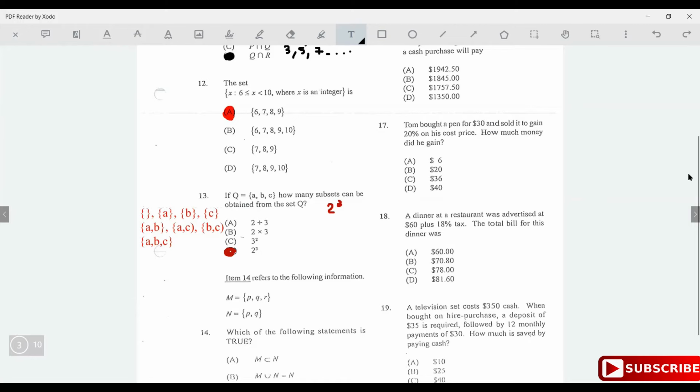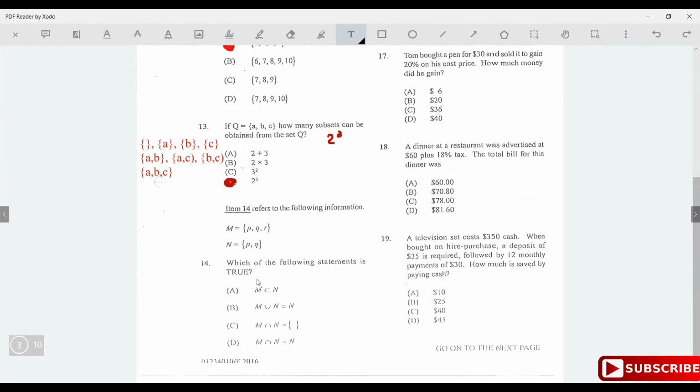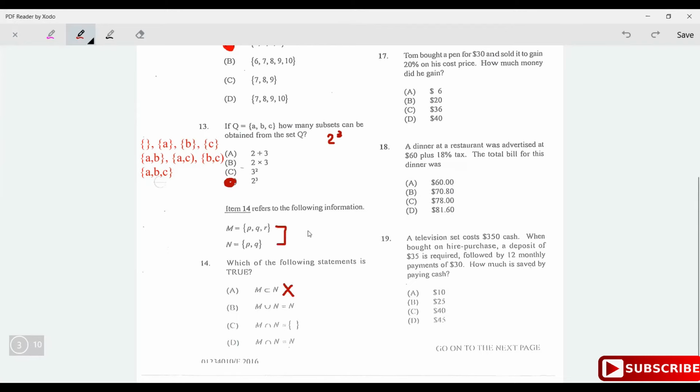All right, question 14. It says, which of the following statements is true? M is a subset of N. No, M can't be a subset of N, so the first one is out. M is not a subset of N. M is bigger than it. In reality, looking at this, we could say N is a subset of M, but not the other way around.